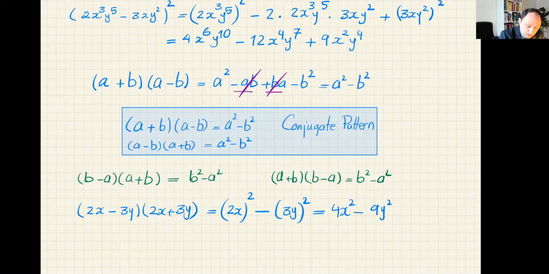One more important thing that I want to mention is that this power of 2 here is not affecting this negative sign. You see, this square here is only for b. It is not minus b to power 2. It is b to power 2 minus. This is not positive b squared, be careful. So the answer of the conjugate pattern, the sign between is always negative.